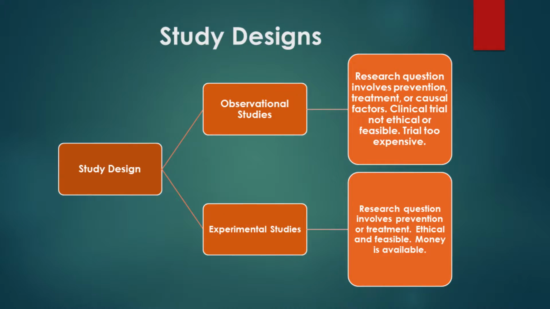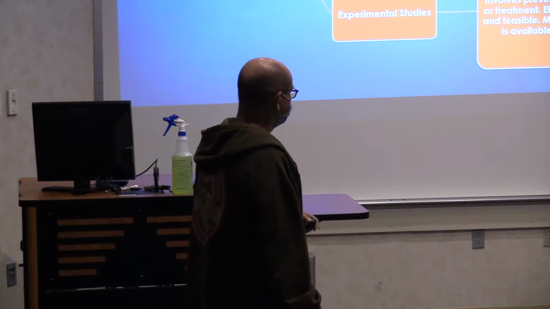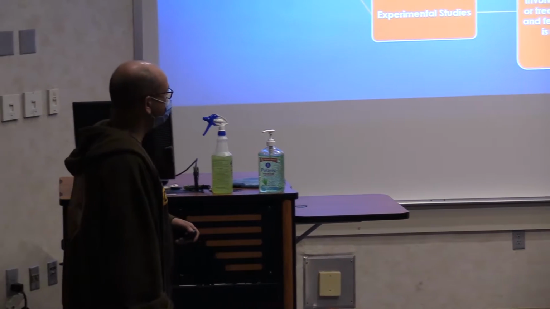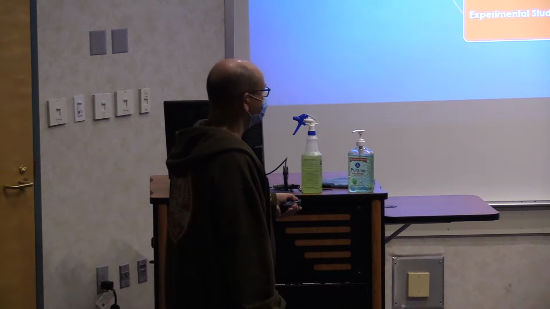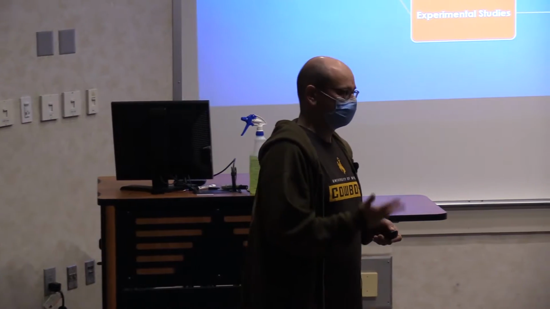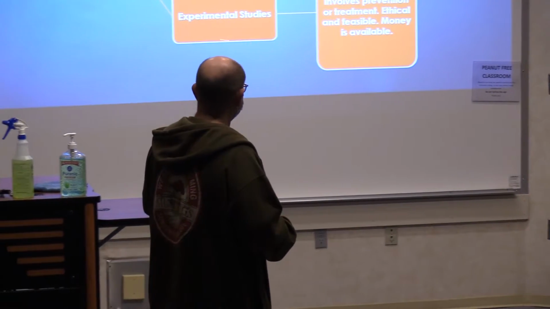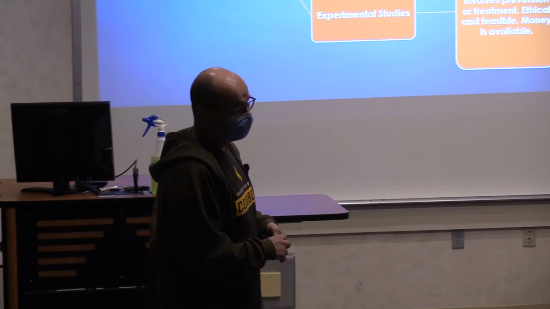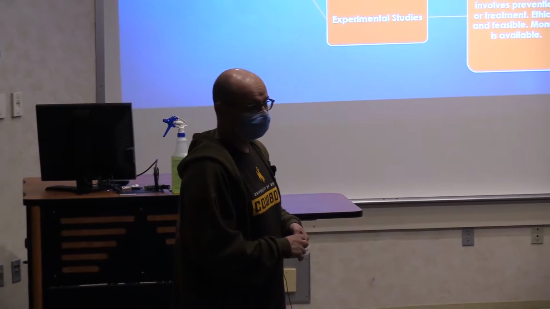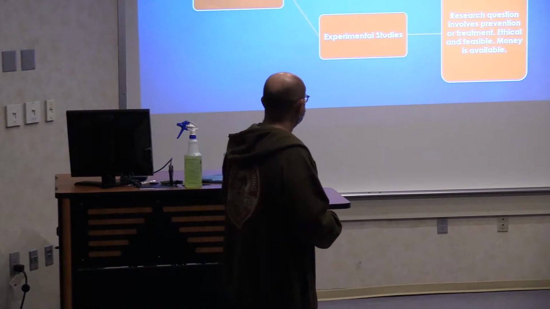Okay. We need to talk just briefly about study designs in general. There are two basic kinds: observational studies and experimental studies. Okay. We'll be focusing on experimental studies for the most part. Research questions involve prevention and treatment. They need to be ethical and feasible. I mean, you need to have human and financial resources to conduct these experimental studies because they are very long and they're very expensive, usually, okay, for the most part.